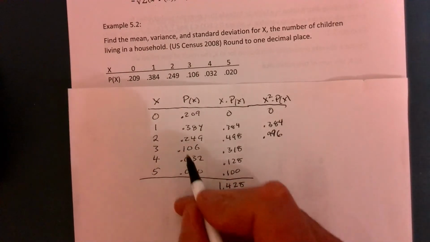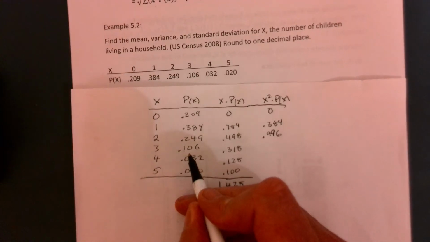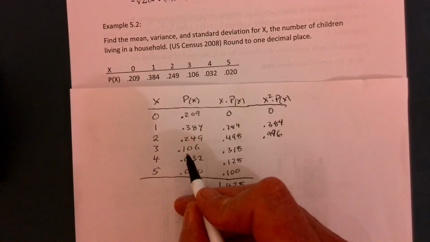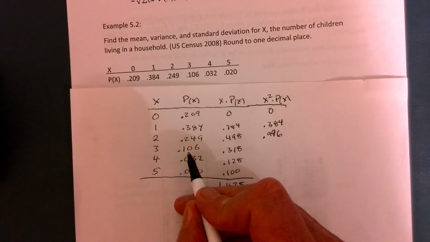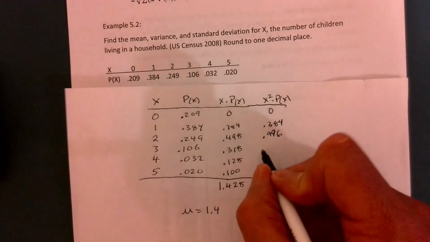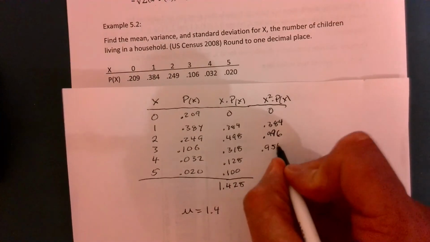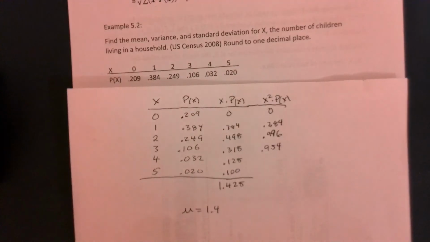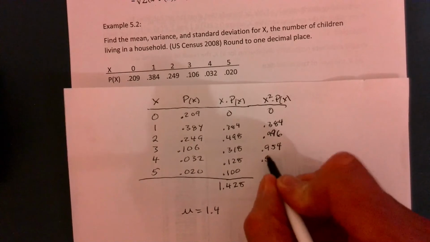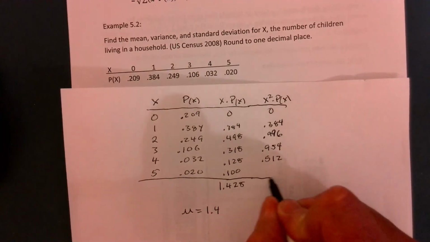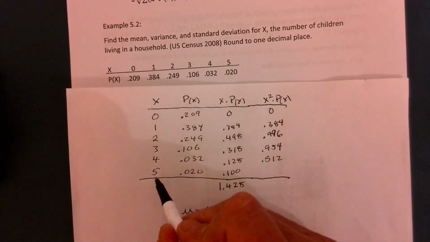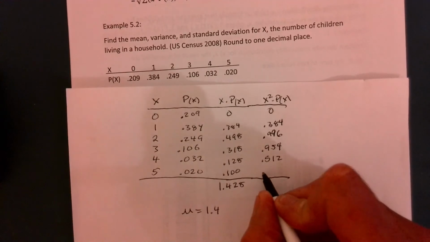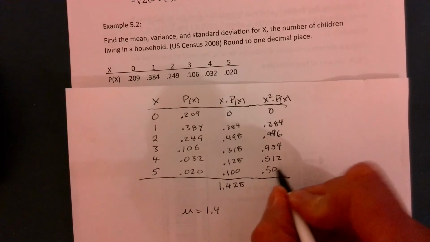Okay, then 3 squared is 9. So that would be 0.954. Okay, 4 squared is 16 times 0.032. That will be 0.512. And 5 squared is 25 times 0.02, which is 0.500.